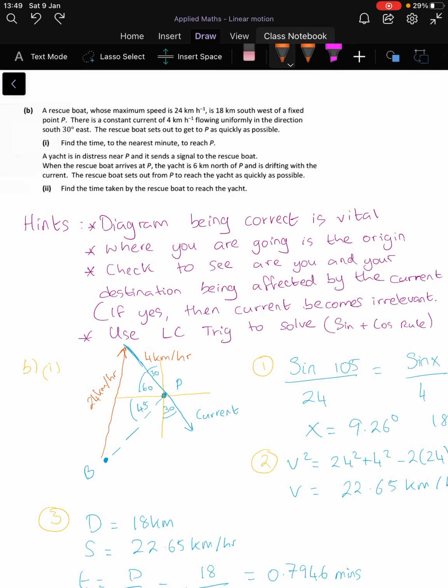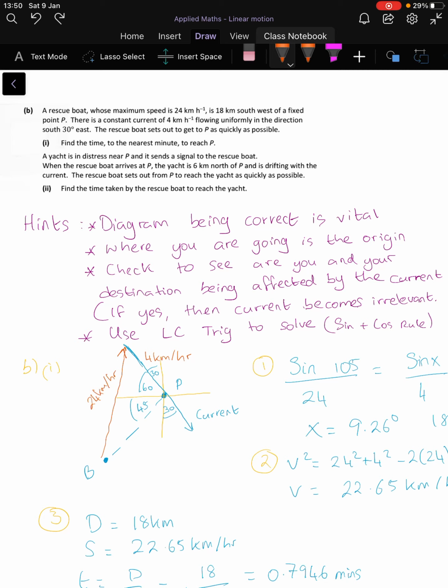So let's take a look then at a couple of hints for this. For this kind of one, if you're talking about needing to get to a specific location, so to get to another boat or to get to an island or to get to another airport or something like that, if you're in a plane, you have to make sure that your diagram is correct. So that's going to be the most important part of this. The diagram needs to be correct.